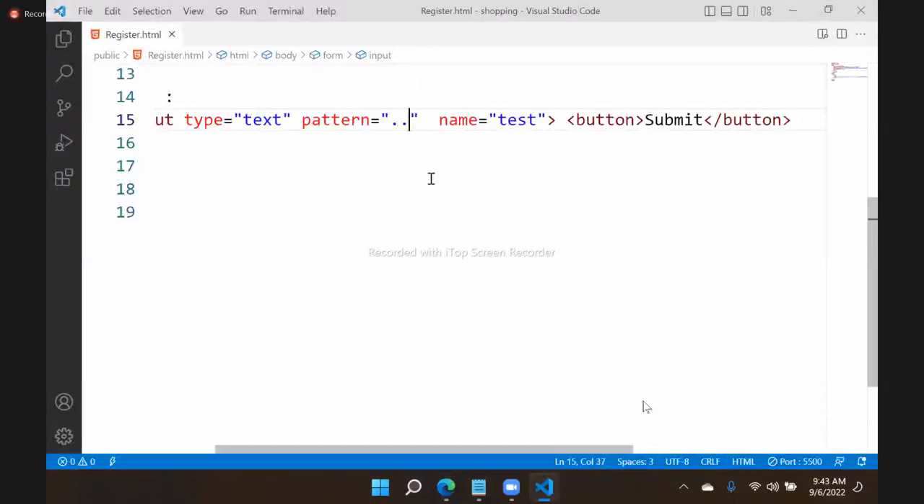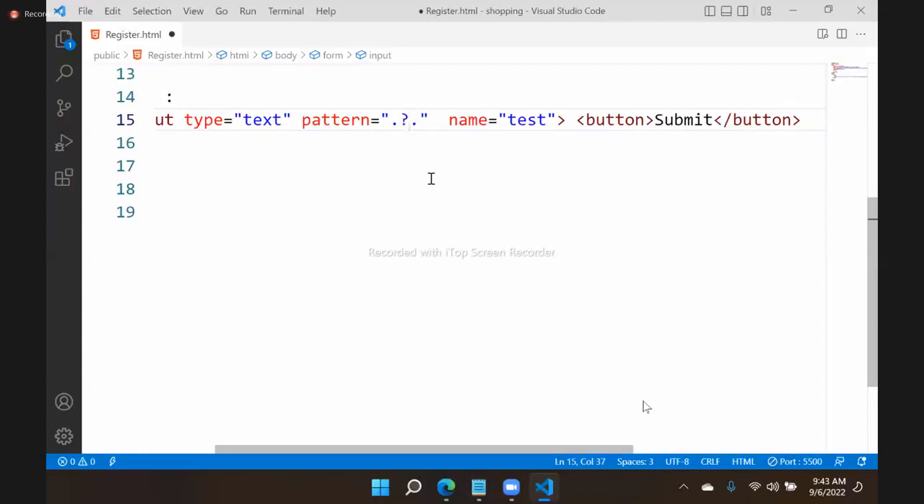You can put a question mark anywhere. This indicates the second character can be 0 or it can be 1. You can put it here also. That means the first character can be 0 or the first character can be 1. So that is how you can add these combinations.